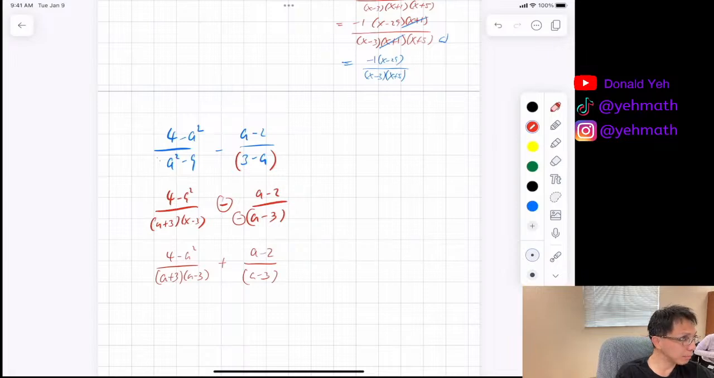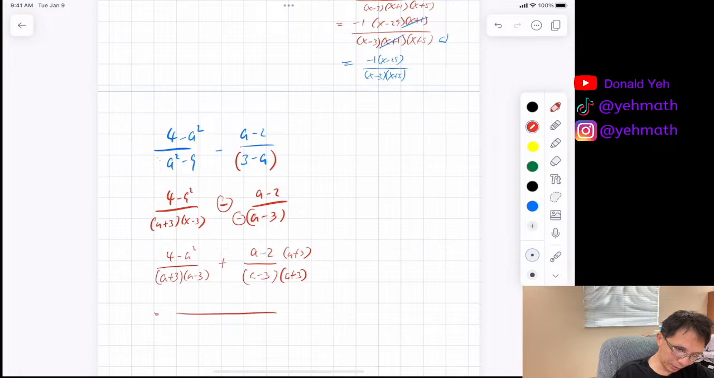Am I going too fast? Now, least common denominator, I need an a plus 3 here. So that's equal to 8 plus 3 and 8 minus 3. This is 4 minus a squared plus, or this is just factoring, so a squared plus 3a minus 2a, so it's a plus a and a minus 6. So that is just adding. So a squared cancel out. You got a left. 4 minus 6 is -2 over a plus 3 and a minus 3.